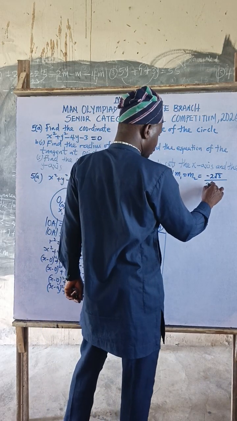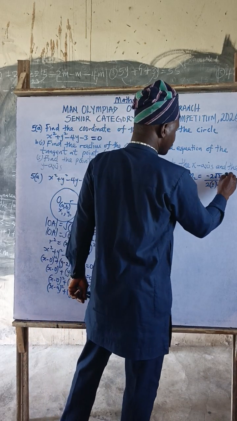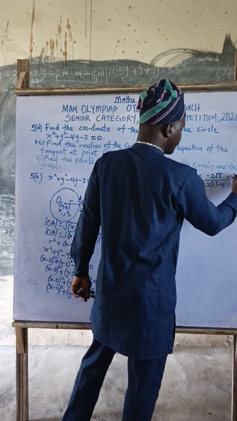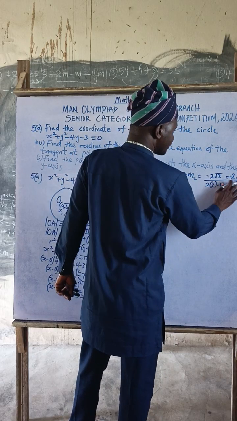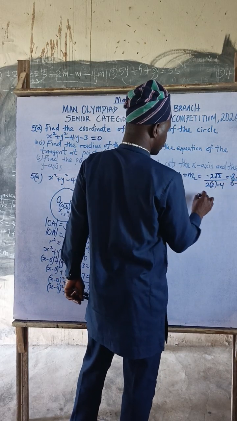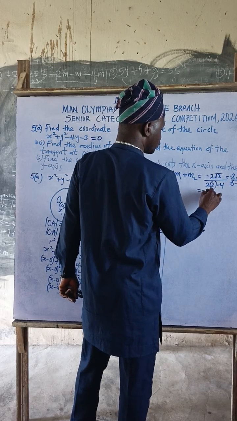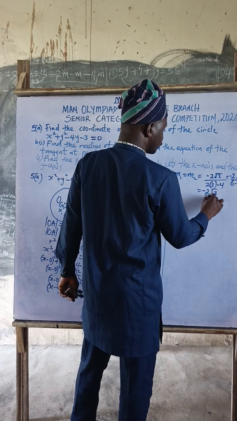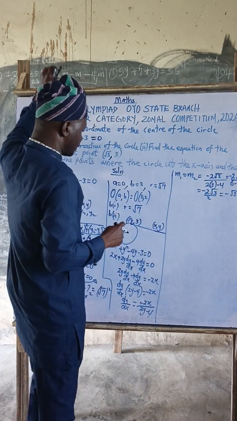Then we have 2 into 3, the value of y, then minus 4, which equals minus 2 root 3 divided by 6 minus 4. We have 6 minus 4 here, which is 2. So which implies that we have minus 2 root 3 divided by 2, which will be minus root 3. Now this is the gradient we are using for solving the equation.